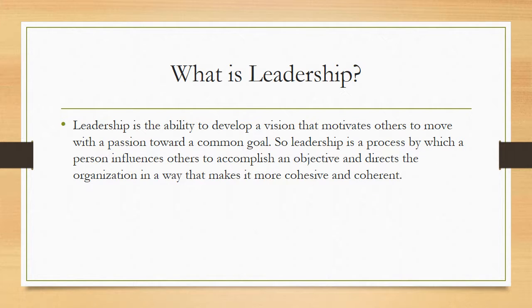What is leadership? Leadership is the ability to develop a vision that motivates others to move with passion towards a common goal. So leadership is a process by which a person influences others to accomplish an objective and directs the organization in a way that makes it more cohesive and coherent.